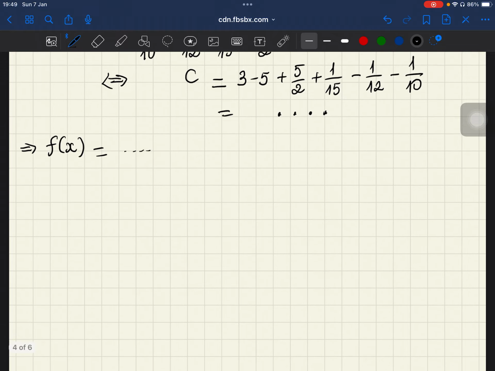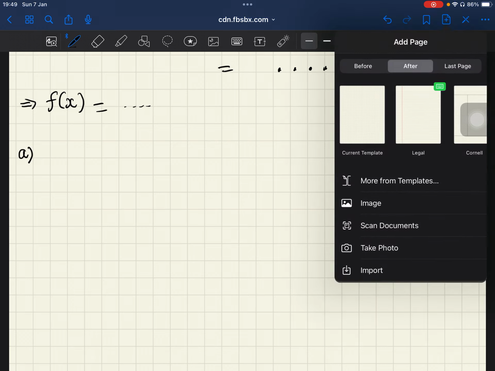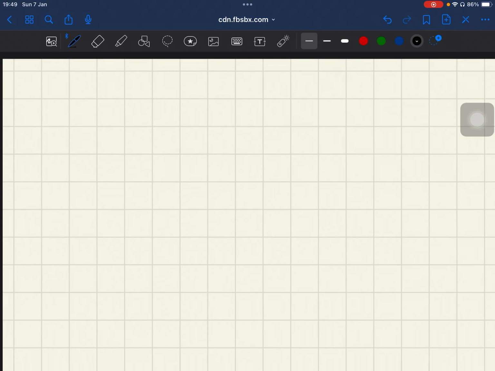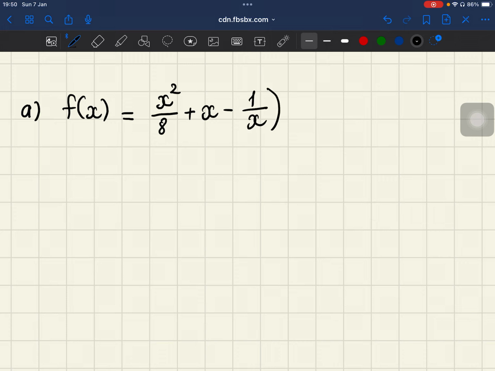for question 3, find the first derivative of the function. So let's go to question A. We have f(x) is equal to x squared divided by 8 plus x minus 1 over x to the power 5.